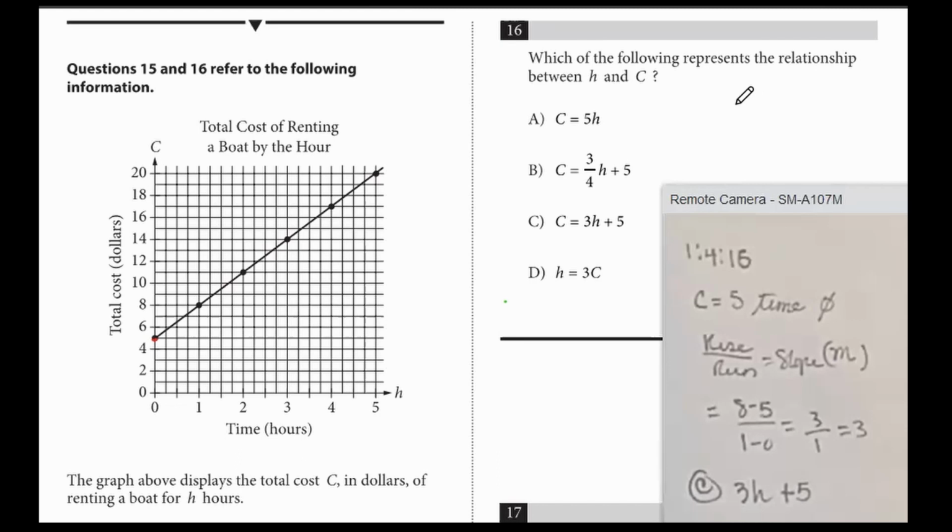For number 16, which of the following represents the relationship between H and C? So if we look at it, when time equals 0, C equals 5. So I have here, C equals 5, time equals 0. So we know we have the 5 here. It's one of these two. And so we see here it goes from 5 to 8 as time goes from 0 to 1 hour. So that's the same as your rise over run. 8 minus 5, since C started at 5, and 1 minus 0, since time started at 0. So that's 3. So your answer is going to be 3H plus 5. That means it's going to go up by $3 every hour.